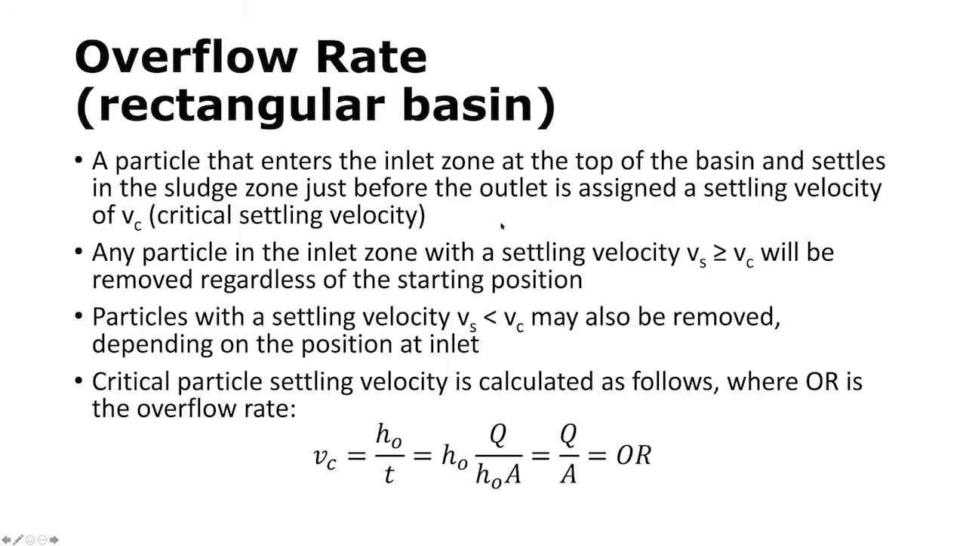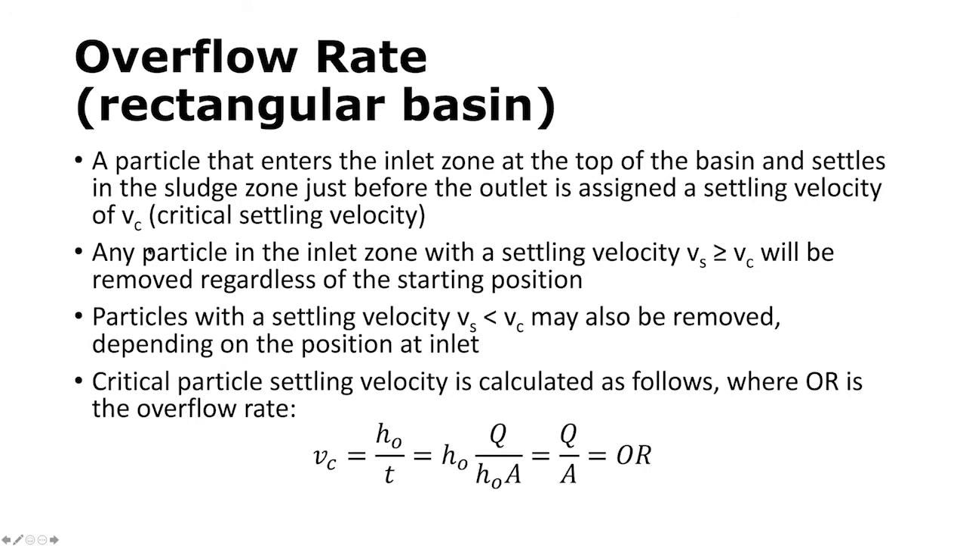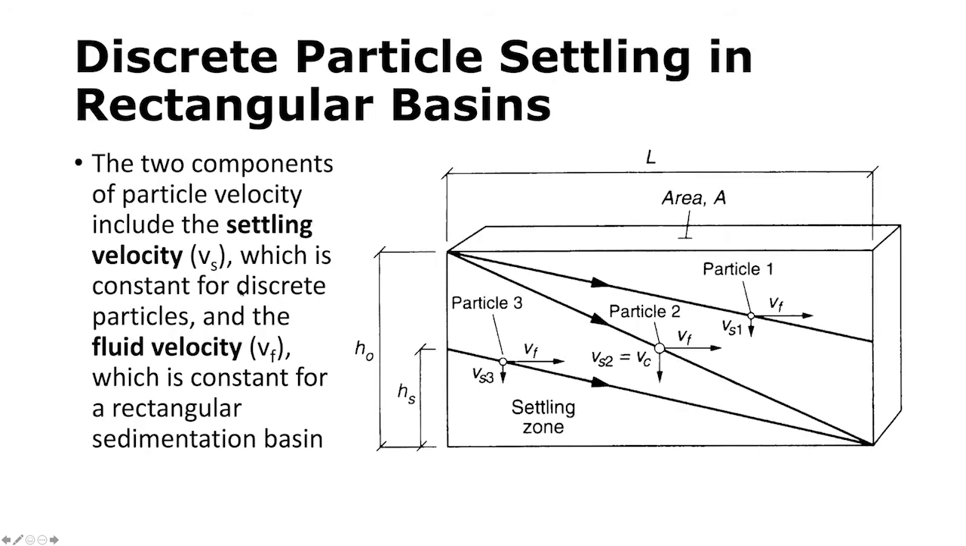that's particle 2 in this case. We would call that particle 2 the particle that has what we would call the critical settling velocity, V sub c. So this is the minimum velocity that a particle can have in order to be completely settled out to the bottom of the reactor, even if it enters the reactor at the highest possible height. After defining that critical velocity, we can say that any particle in the inlet zone with a settling velocity that is greater than or equal to that critical velocity will be removed regardless of its vertical starting position.